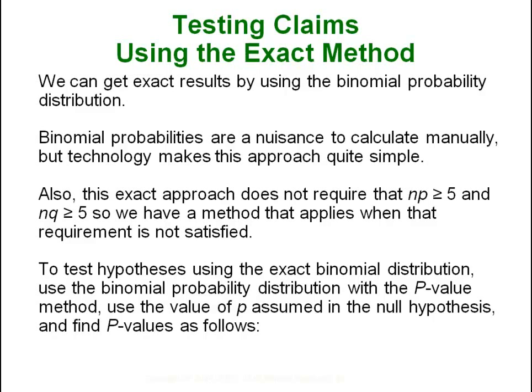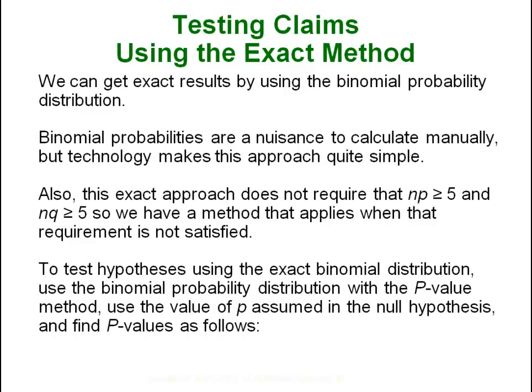The other nice thing about using the binomial probability distribution instead of the normal is we no longer require np and nq to be greater than or equal to 5. So we can use this method whenever we have a really small sample that doesn't get us np and nq greater than or equal to 5. So that's also kind of nice. To test the hypothesis using the exact binomial distribution, all we have to do is just run technology on a binomial instead of on a normal.